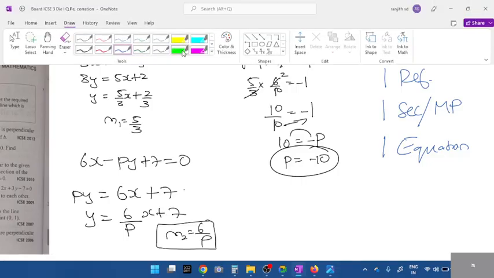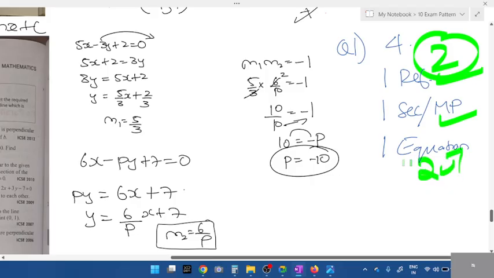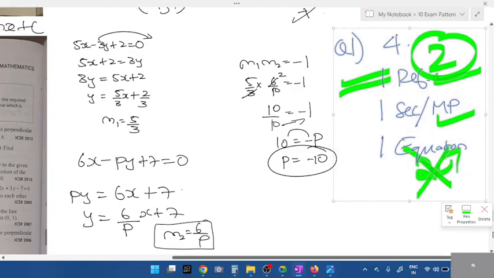So for reflection, they'll ask you one basic question. If point A reflects in the y-axis or x-axis, imagine a mirror at the y-axis or x-axis. Then apply section midpoint, you'll get 2 marks. Then they'll ask any one tough question like this, that is for 2 marks, equation of a straight line. So don't worry, even if you skip equation of a straight line, you'll still end up getting 2 marks for reflection and section midpoint.